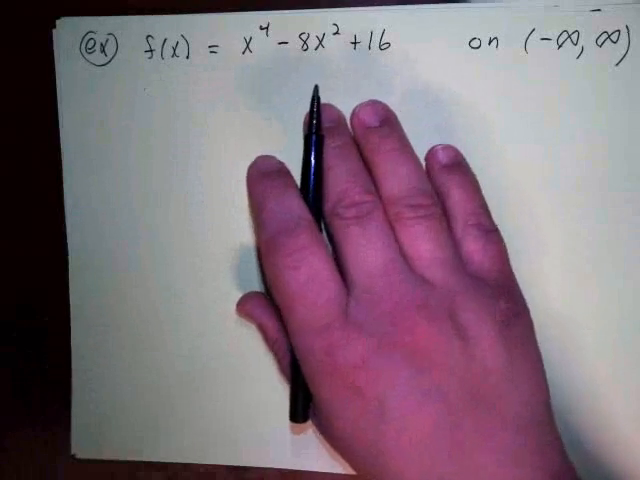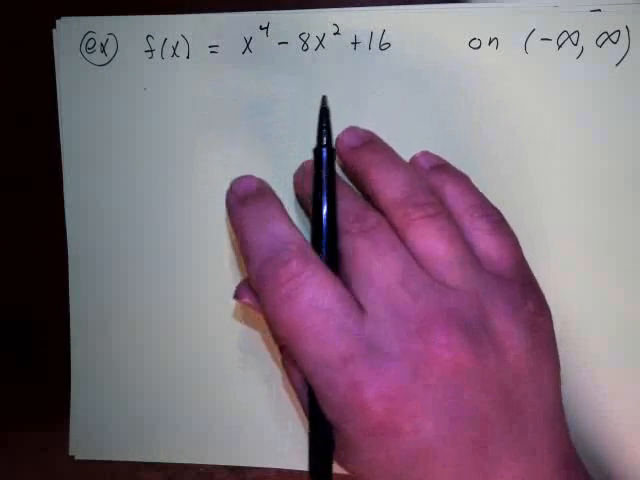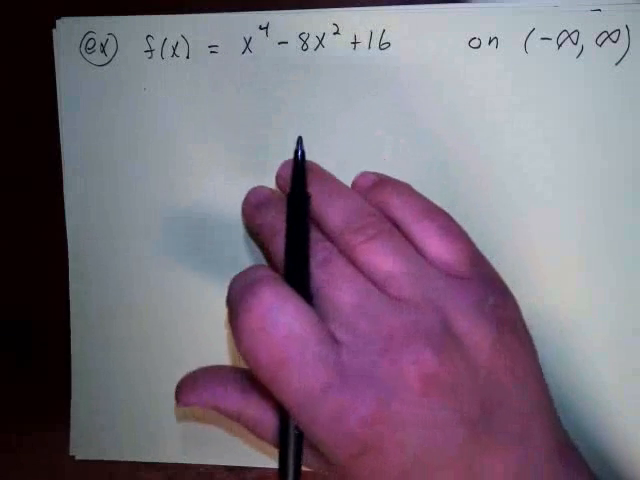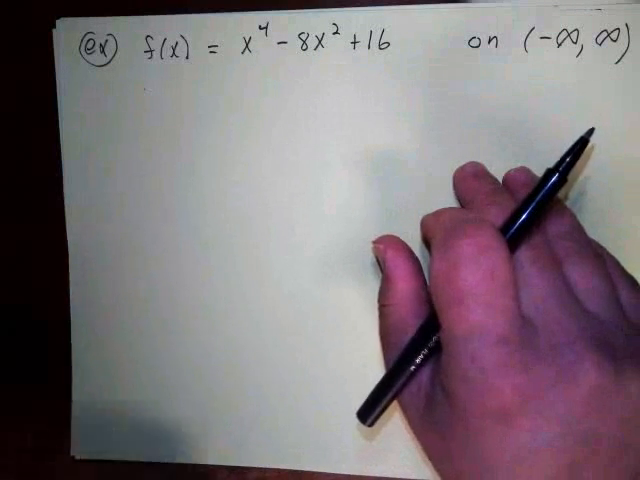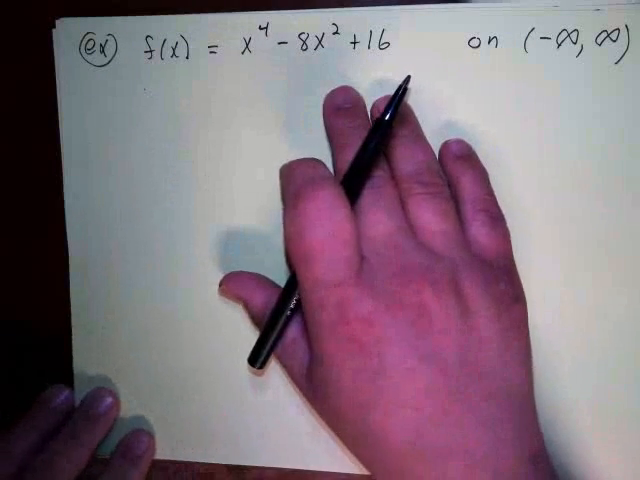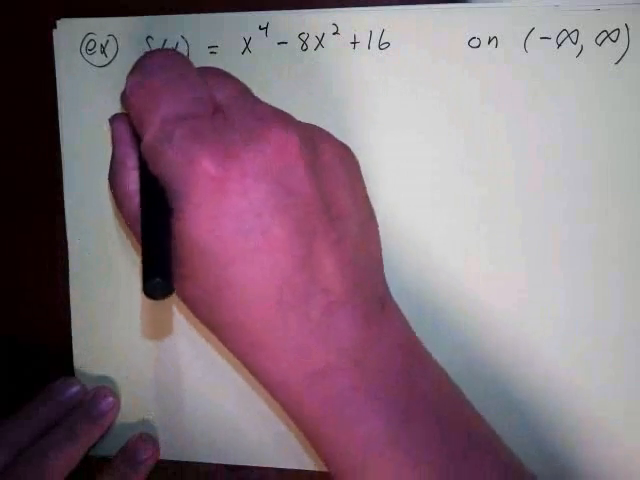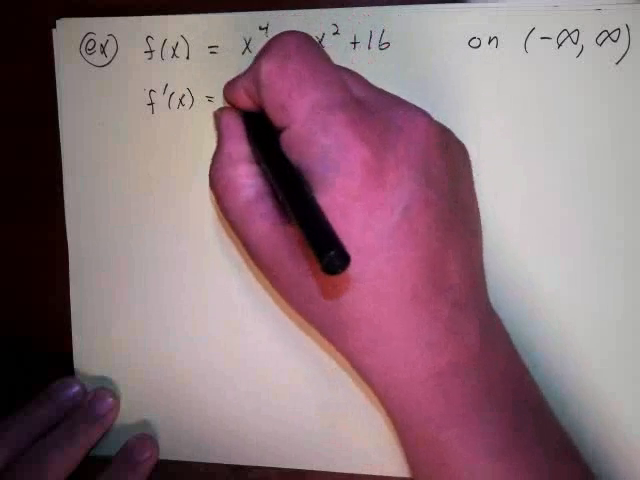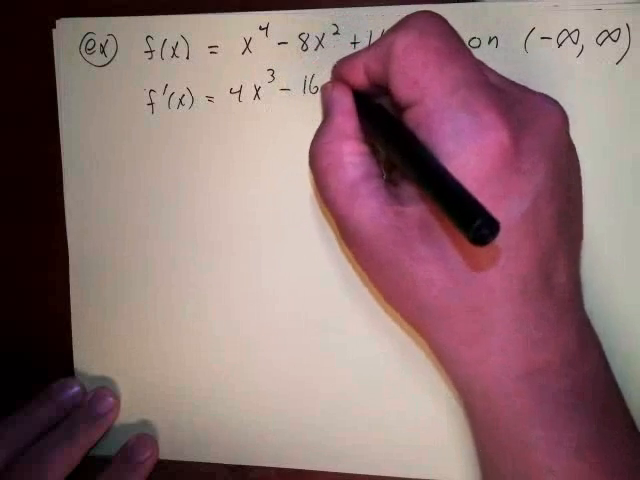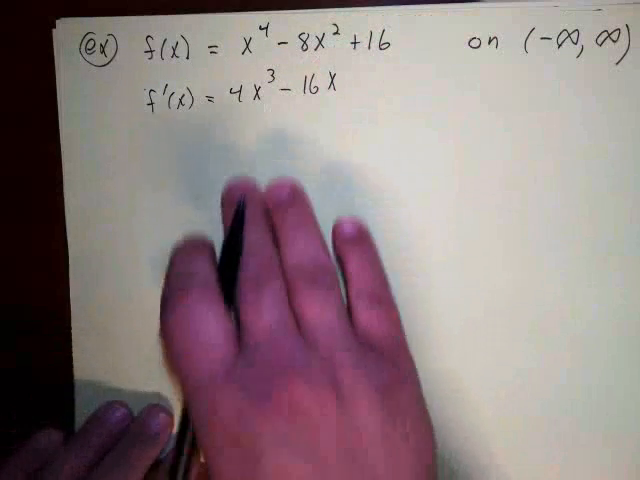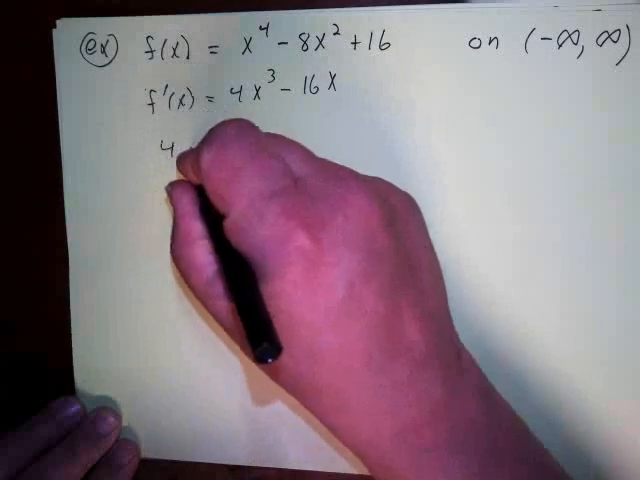Okay, so the way you find relative min and max is you find the critical points of the function. So the critical points are where the derivative is either equal to 0 or the derivative is undefined. Okay, so for a polynomial, the derivative will always be defined, so we're going to find when the derivative is equal to 0. So what I'm going to do is take the derivative here. So this would be 4x cubed minus 16x, and then the 16 will go away. So here's the derivative, and so what we do is we set the derivative equal to 0.